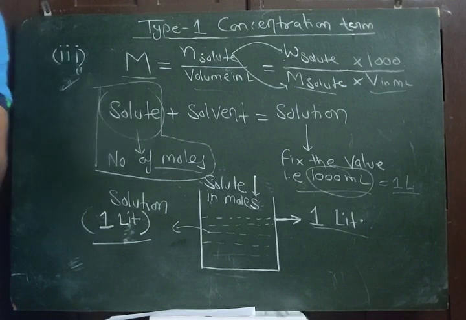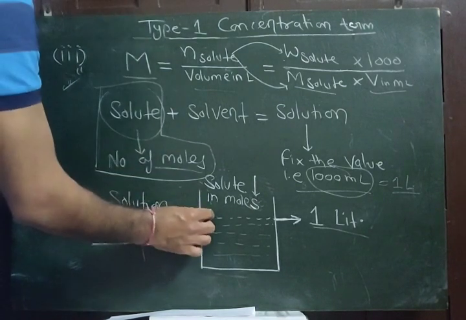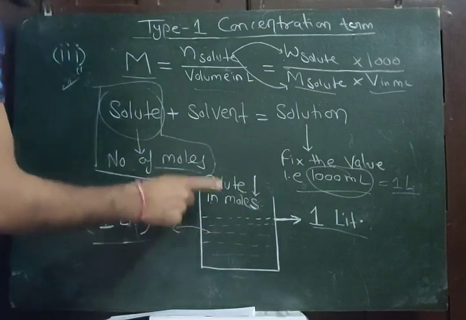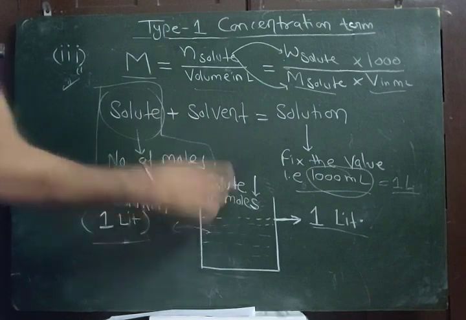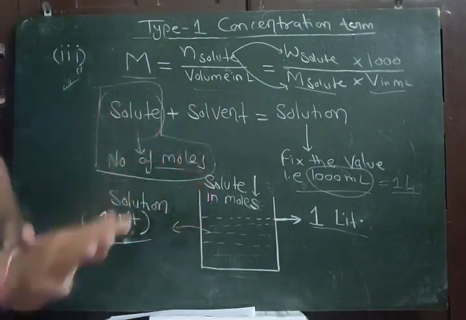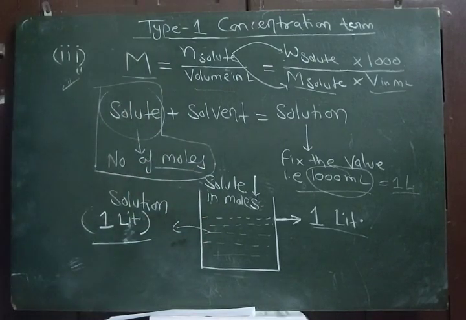Take it carefully, you have to understand this well. The volume of the solution is fixed, that is 1 liter, and the number of moles of solute is dissolved in the solution. The solution cannot go beyond 1 liter. Done.